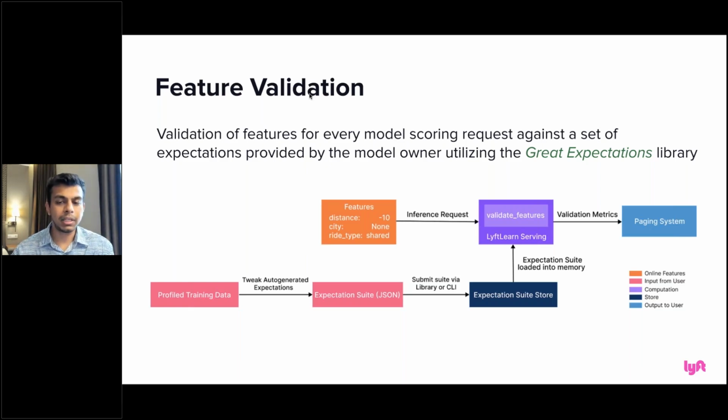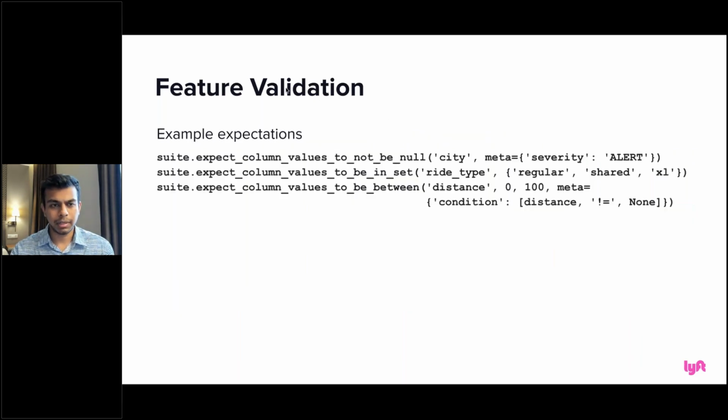Another key point here is that we built this feature validation on top of an open source library called Great Expectations, which is a great library. It provides a really easy interface for setting expectations. So I'll show you an example here. To set an expectation that a column should not be null, you can say suite.expect_column_values_not_to_be_null. And you can set the severity, that if it is null, then this should be an alert. You can have set membership, so ride type should be regular or shared or XL.